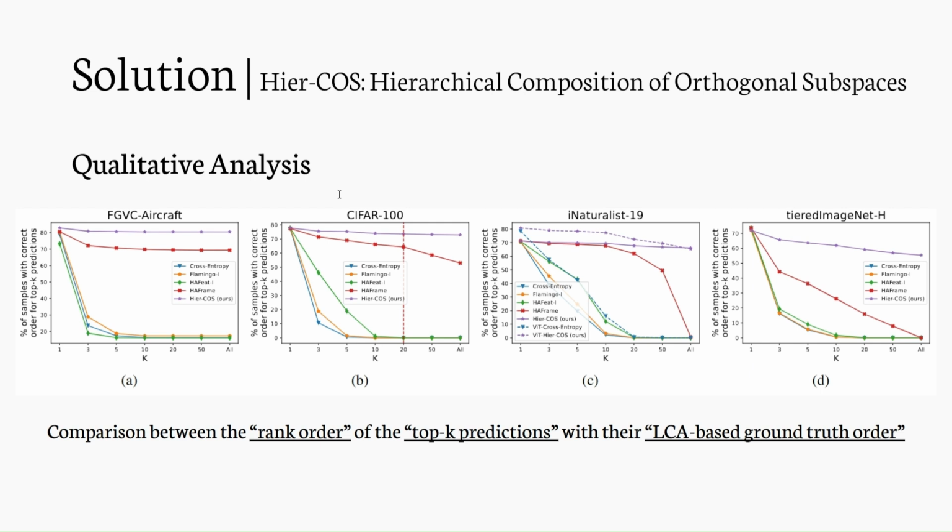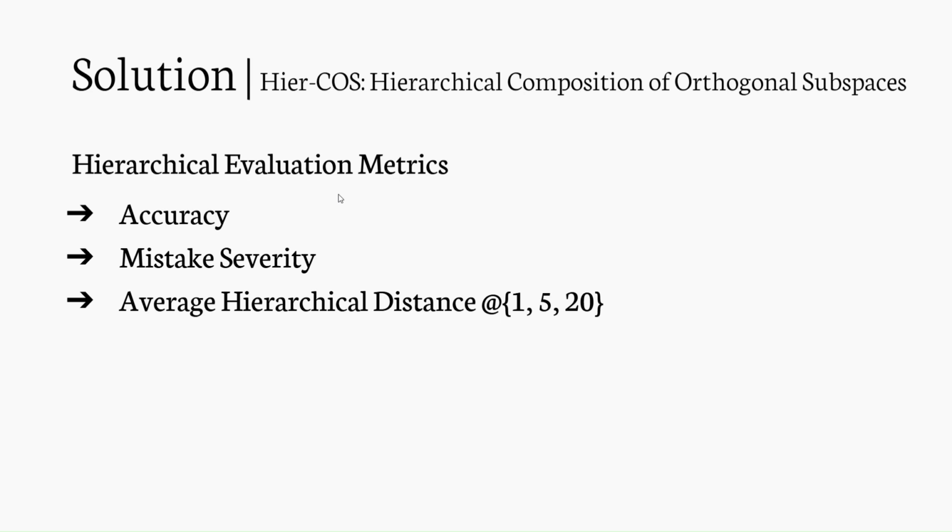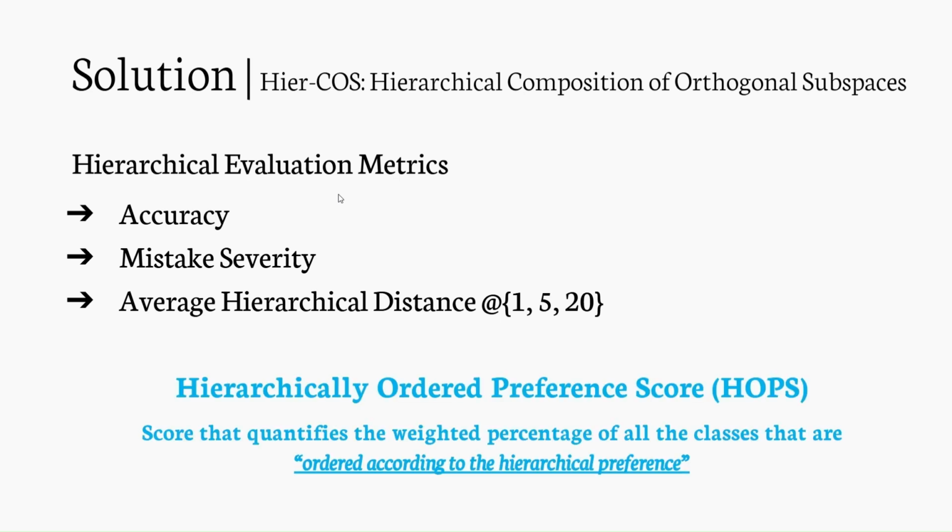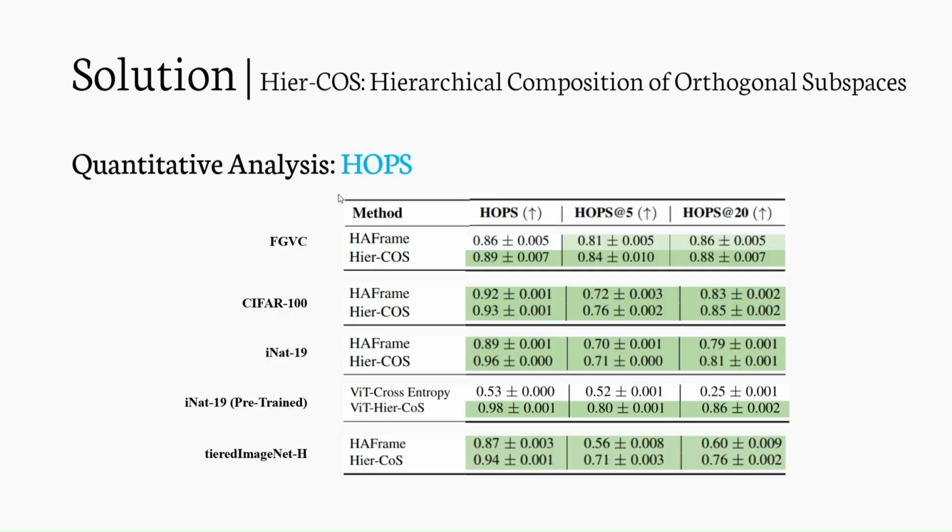Based on this, we propose a new metric called hops, which intuitively quantifies the weighted percentage of all classes that are ordered according to their hierarchical preference order. And based on this, we observe that our method outperformed all the existing methods across all the datasets.